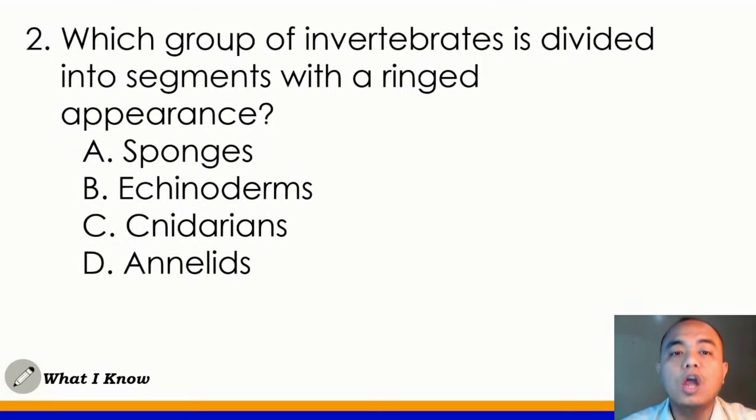Now, number 2. Which group of invertebrates is divided into segments with a ring appearance? Letter A. Sponges. B. Echinoderms. C. Cnidarians. Or letter D. Annelids. Correct answer is annelids. We will know later what are examples of annelids.